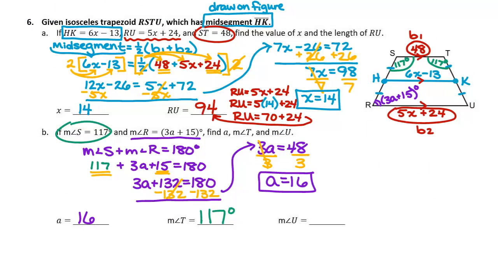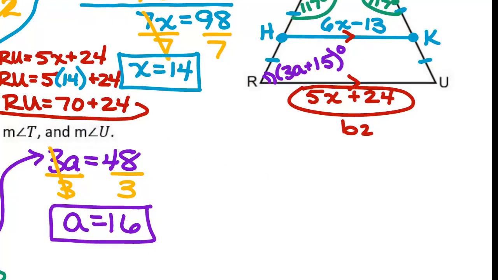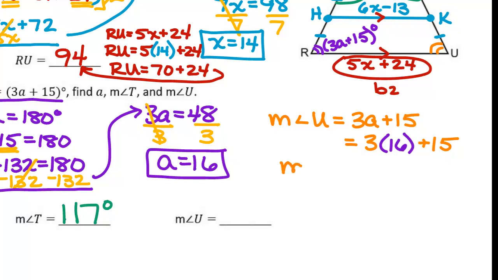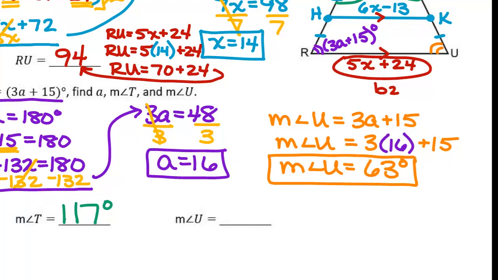The last thing we need to do is find the measurement of angle U. What do we know about the measurement of angle U? Yes, it's congruent to the measure of angle R. So it's 3A plus 15. So we would do 3 times 16 plus 15. What does that come out to be? 63. Beautiful.